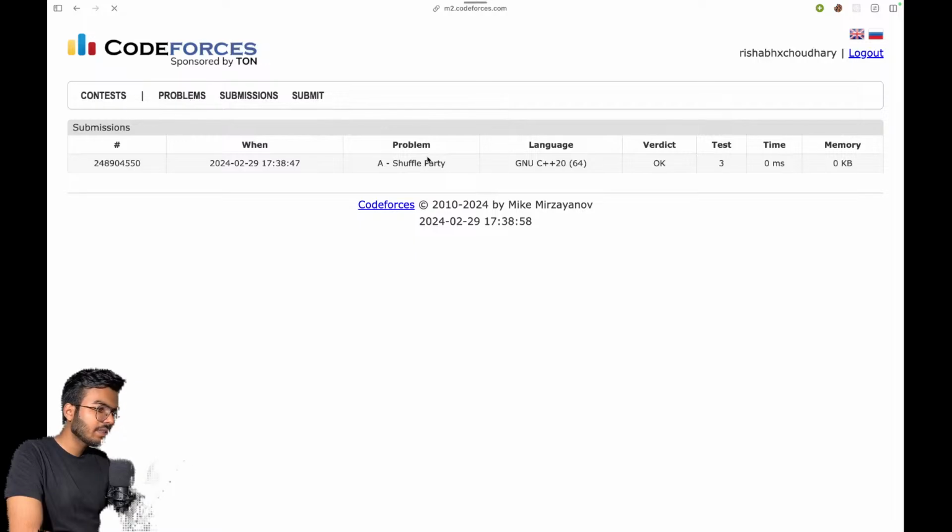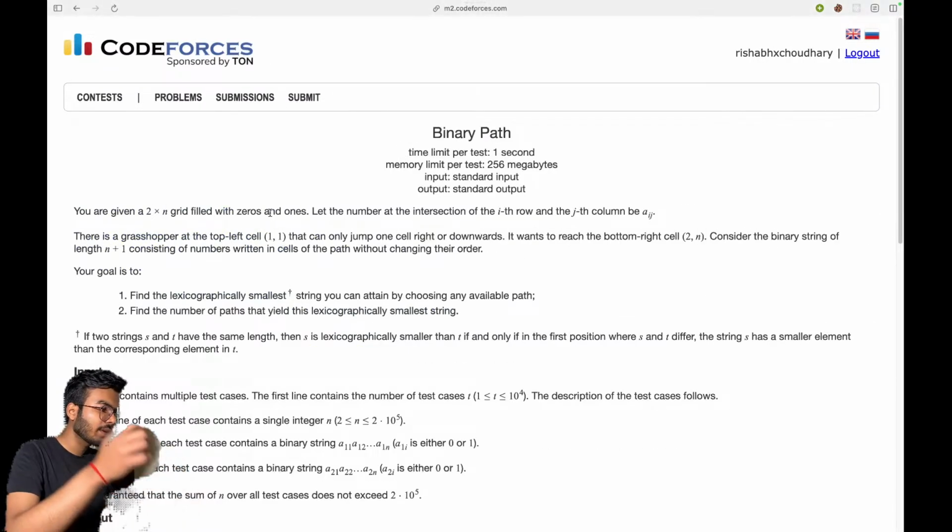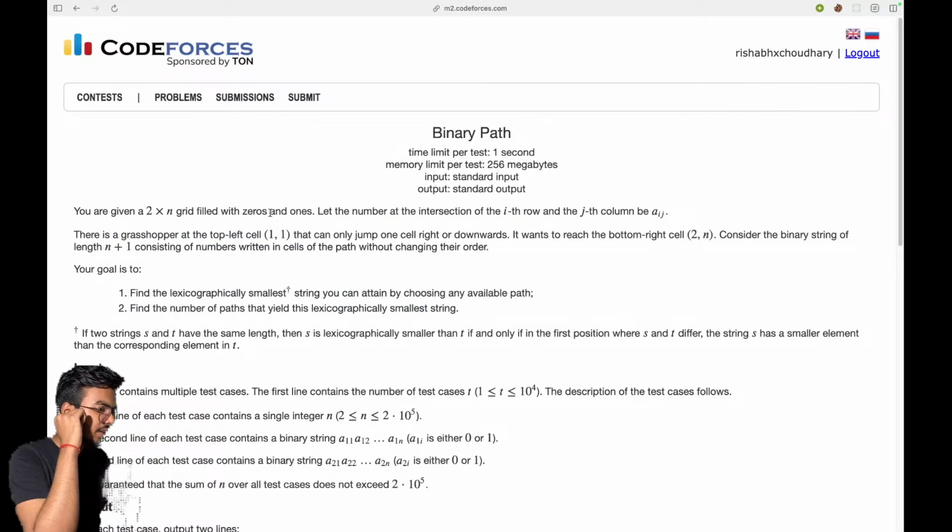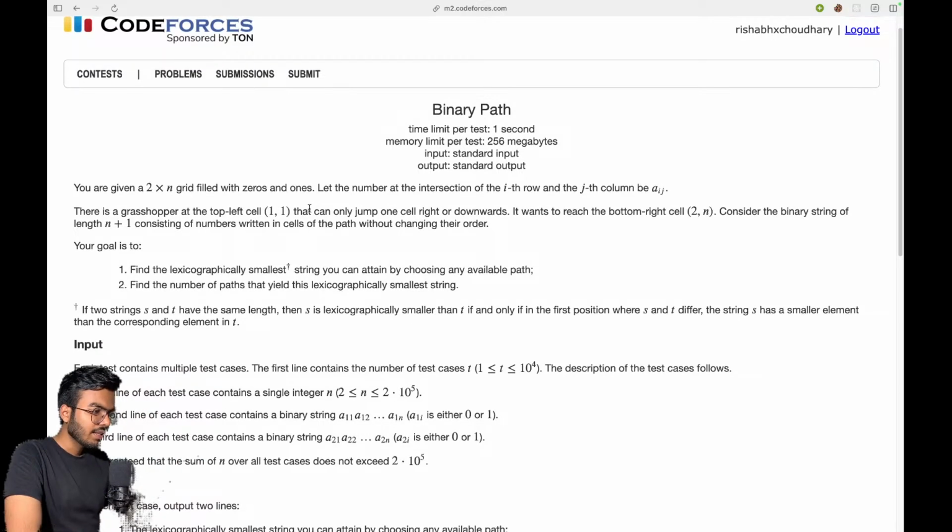Okay, so it got accepted. Let's move on to the next problem, that is binary path. You are given a 2 cross n grid filled with zeros and ones. Let the number at the intersection of the ith row and the jth column be a_ij. There is a grasshopper at the top left, and it can only jump one cell right or downward.